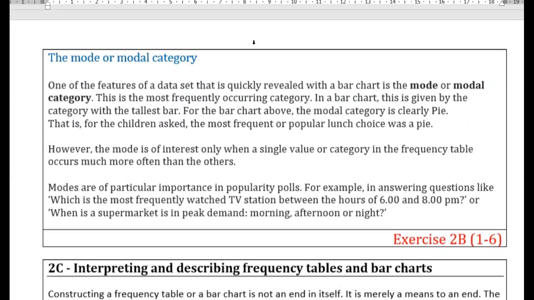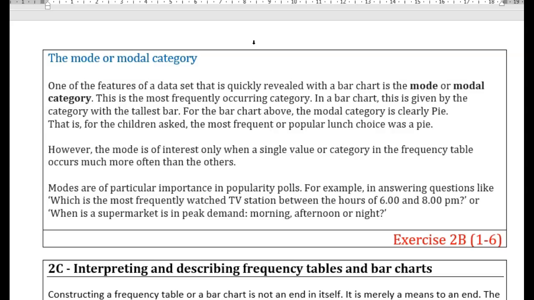Okay, now the last part of 2B is a modal category. Okay, so the mode and modal are the same thing. So one of the features of a data set that is quickly revealed with a bar chart is the mode or modal category. This is the most frequently occurring category. Okay, so this is important to remember. This is what mode means. Most frequently occurring. In a bar chart, this is given by the category with the tallest bar.